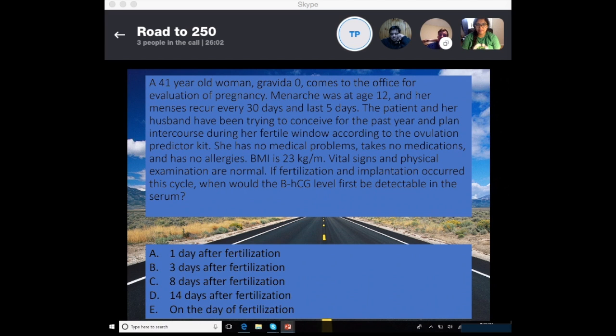A, 1 day after fertilization. B, 3 days after fertilization. C, 8 days after fertilization. D, 14 days after fertilization, or E, on the day of fertilization?